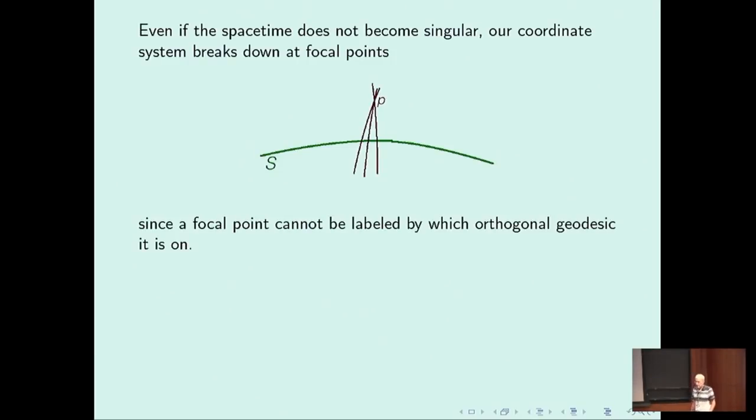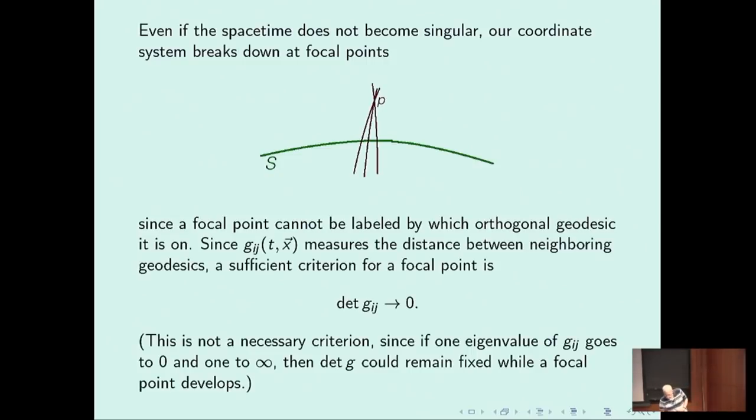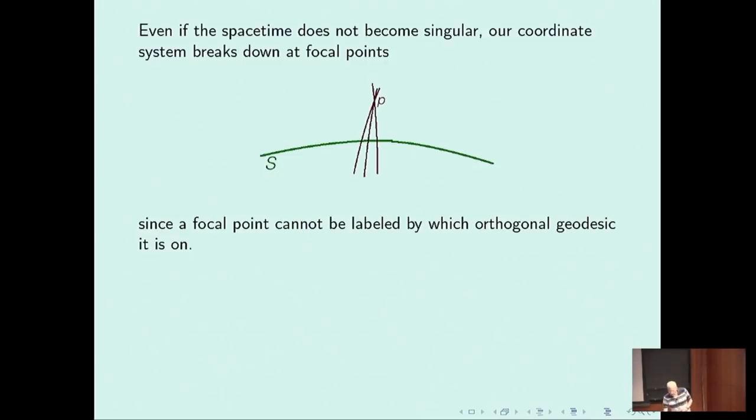A focal point can't be labeled by which orthogonal geodesic it's on, so our coordinate system will be bad when a focal point occurs. And in a weak gravitational field, that is nowhere near producing a singularity, the coordinate system can still break down at a focal point.